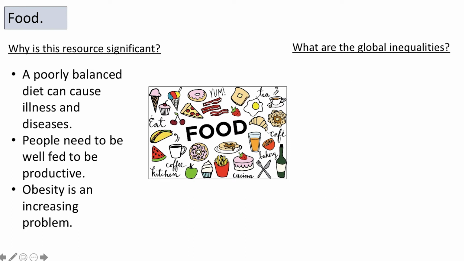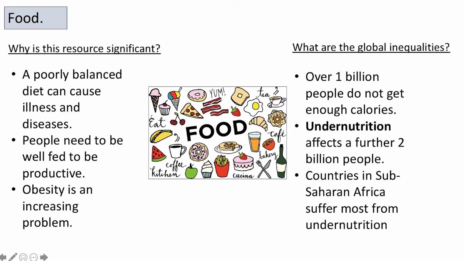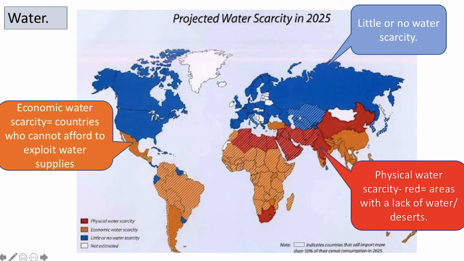So what are the global inequalities? Over 1 billion people worldwide do not get enough calories. Undernutrition affects a further 2 billion people. Countries in sub-Saharan Africa suffer the most from undernutrition. So there's inequalities between countries as to who has more food and who has less. Let's move on now and take a look at water.